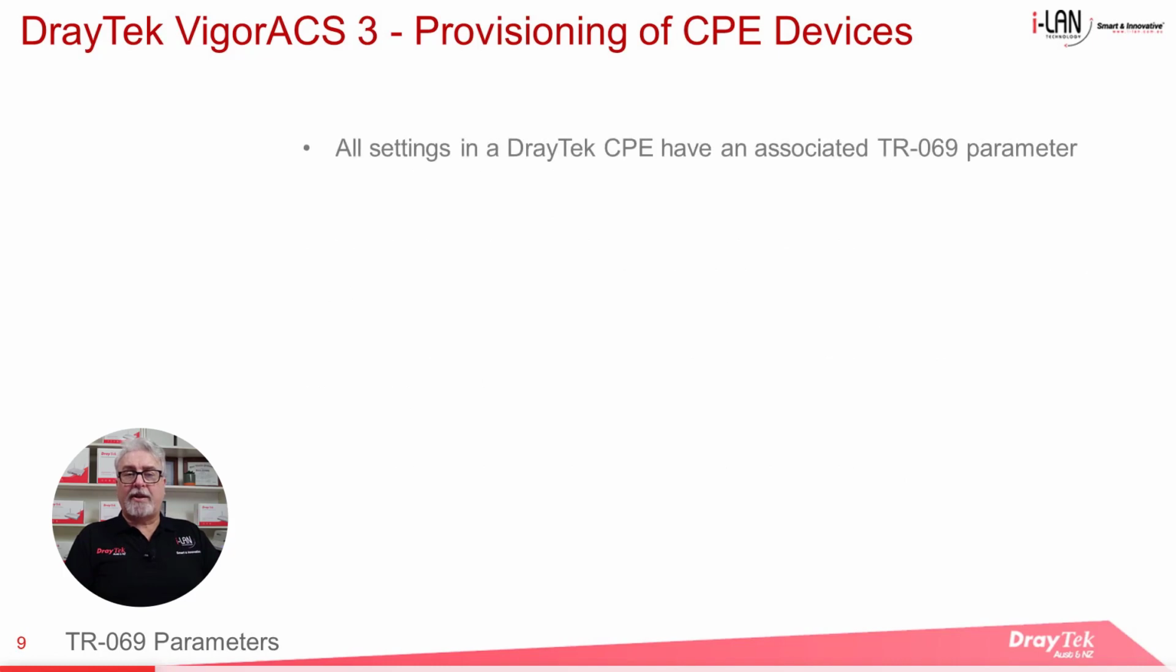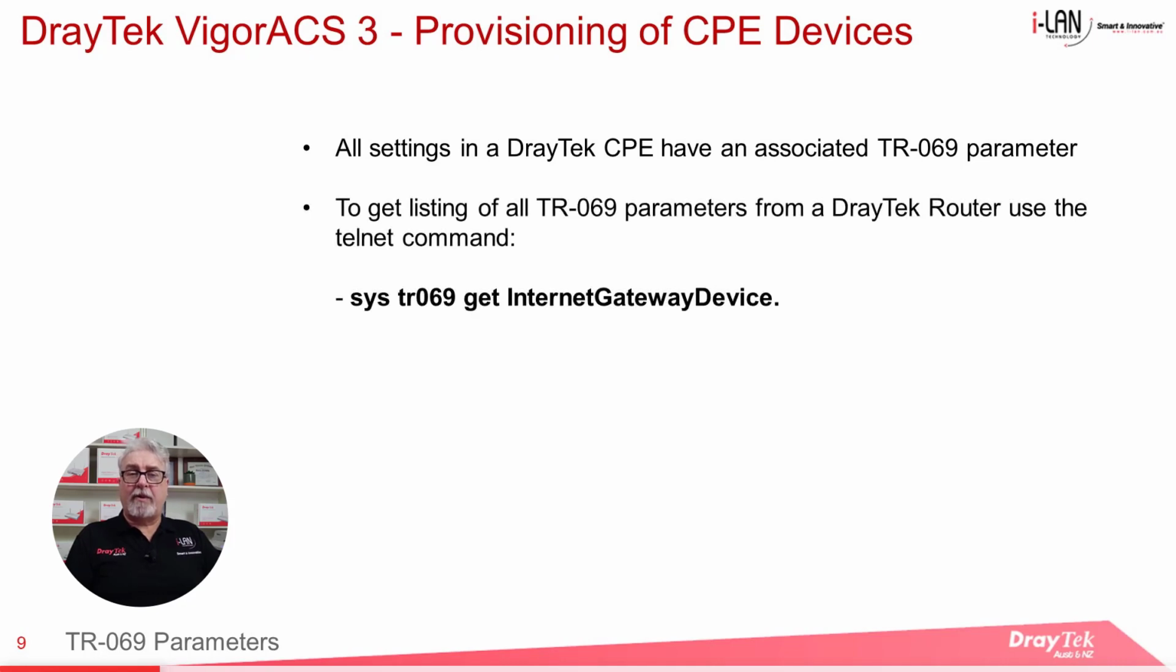Be aware that all settings in DrayTek CPE devices have an associated TR069 parameter. To get a list of all these parameters in a router, you can telnet to it using its CLI and run the command sys TR069 get InternetGatewayDevice. with a dot at the end. Bear in mind this will produce a very long listing. For the Vigor 2865 there's over 27,000 parameters.